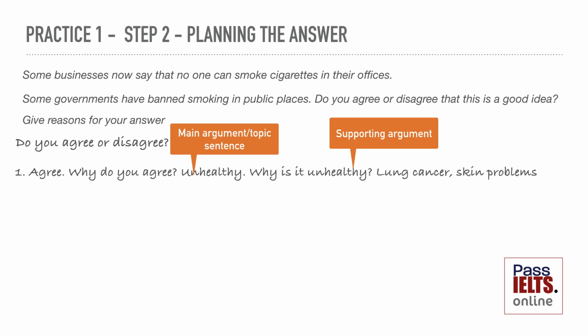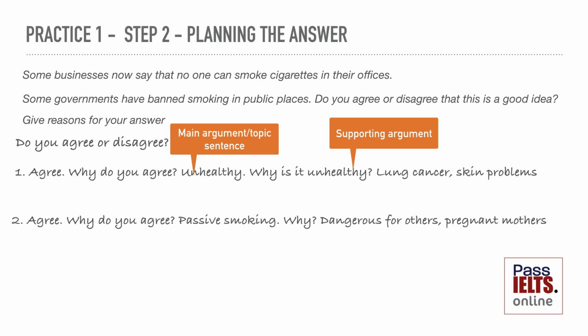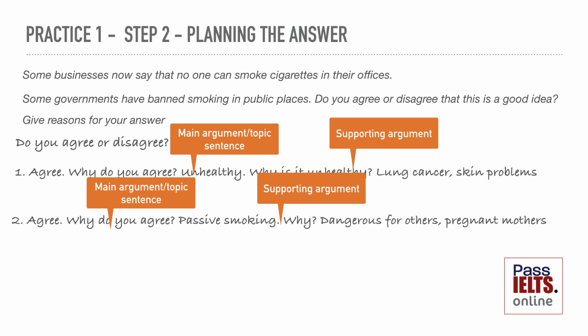In the second paragraph, the writer also agrees again. And then we can ask ourselves, why do you agree? And the second reason they are giving is passive smoking. So the second main argument is passive smoking. Why is passive smoking a problem? And they're saying because it is dangerous for others, for example, pregnant mothers.